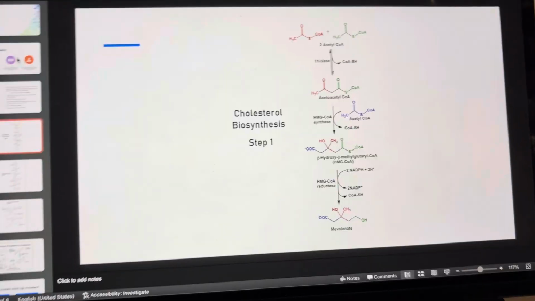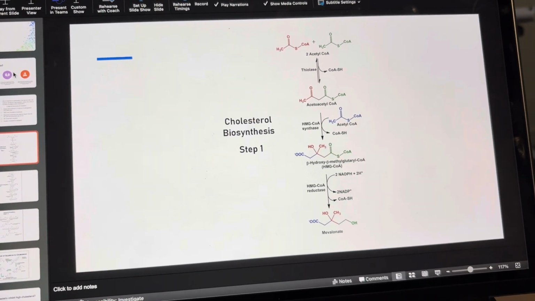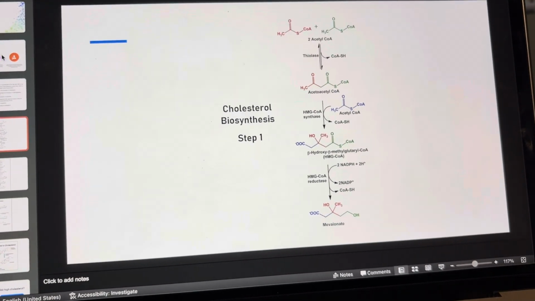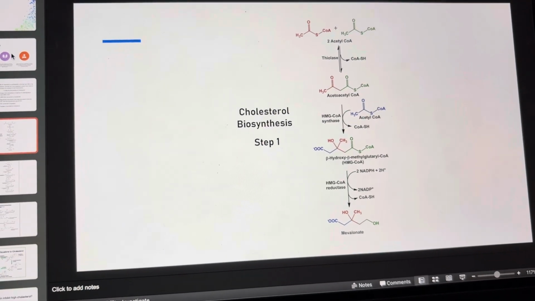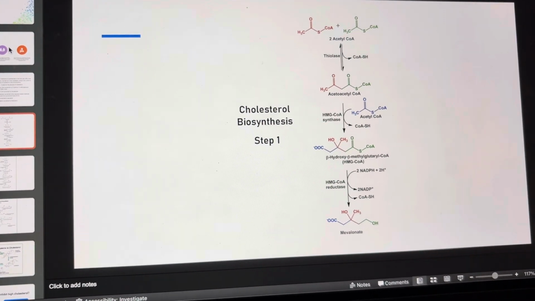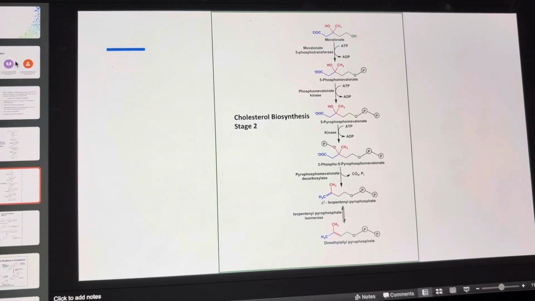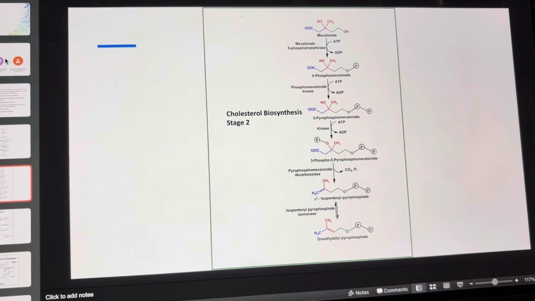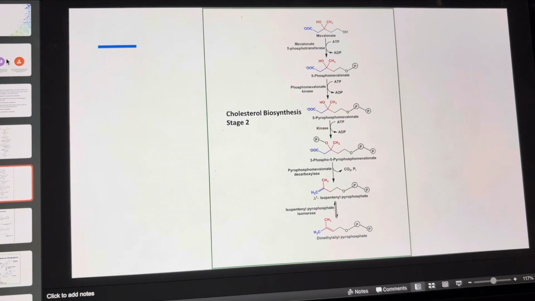So it just shows kind of each step of how it goes. It starts with the acetyl-CoA, goes to the hydroxy group, which is the HMG, and then that is finally going to the mevalonate, and that is for step 1. Step 2, it goes from that to the phosphomevalonate, putting that phosphate group in there. Then just adding more phosphate with ATP.